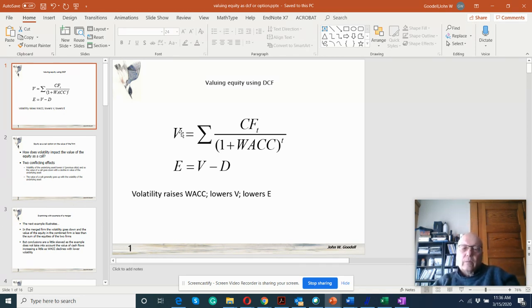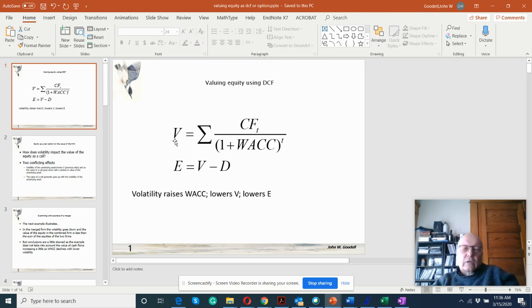This is the normal way, right? You value the firm as the present value of all future cash flows, every cash flow at T using the weighted average cost of capital as the discount rate. And then you go E is equal to V minus D. Of course, there's other ways that you can describe in another class, but this is sort of the general way it goes.